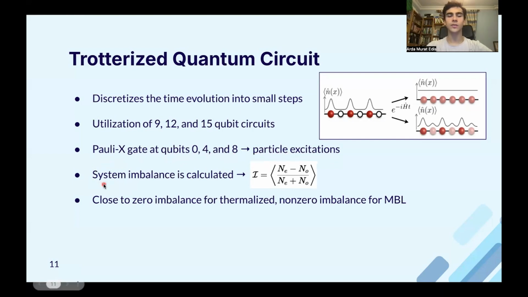The quantity we use in order to deduce if the particle density of our system is uniform or not is the system imbalance. The system imbalance is calculated according to this formula, where n subscript e is the number of particles at even numbered sites, and n subscript o is the number of particles at odd numbered sites. As you can see, the system imbalance suggests whether the particles prefer even or odd numbered sites, and a close to zero imbalance would indicate a roughly uniform particle density, hence a thermalized system.